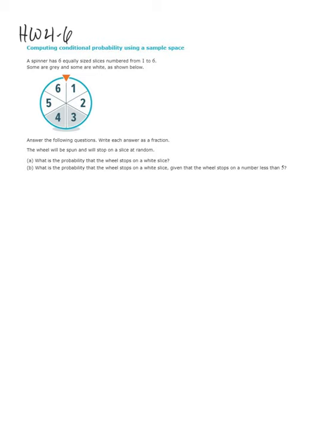In this case, you have a wheel with 6 slices, and it says, what is the probability that the wheel stops on a white slice? So you got 4 white slices out of the 6. You got a 4 out of 6 chance of landing on a white slice.